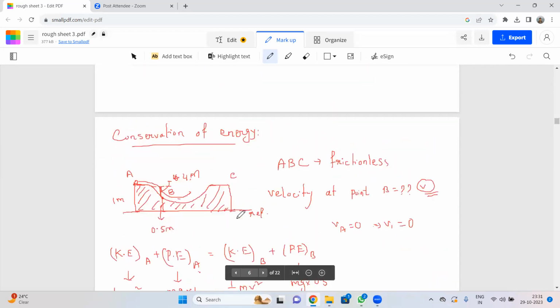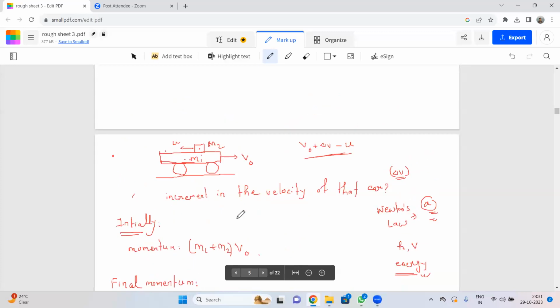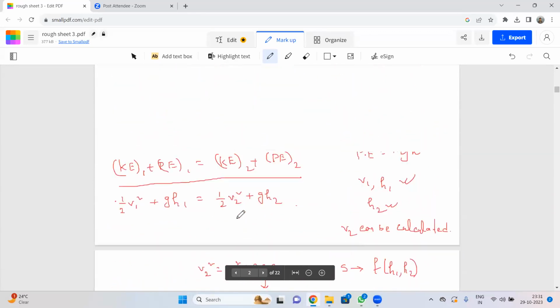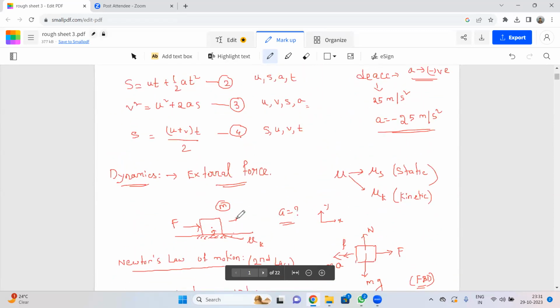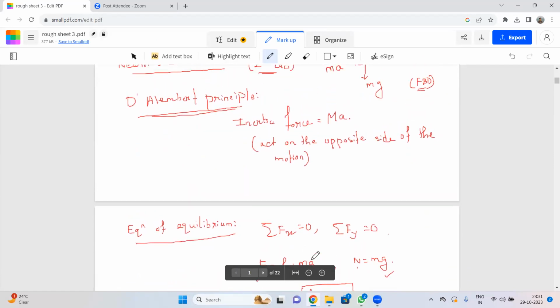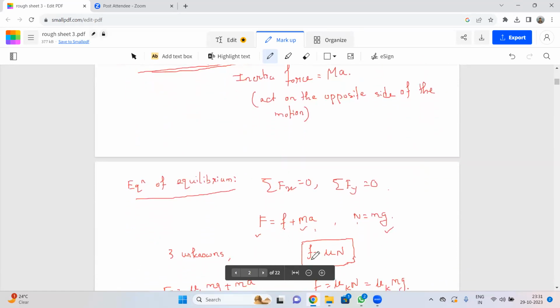Initially, just go through these dynamics and kinematics equations, and how to solve using Newton's law of motion, conservation of energy and conservation of momentum. If you have questions, try to solve them. If you get stuck in any question, share it with Aditya, and I will send you the solution of those questions.